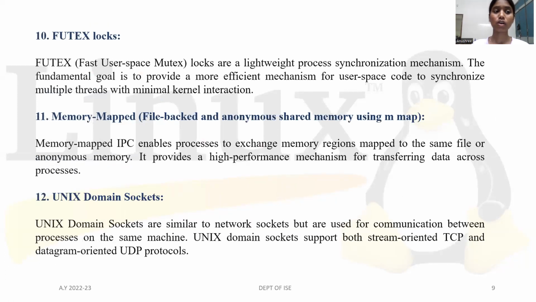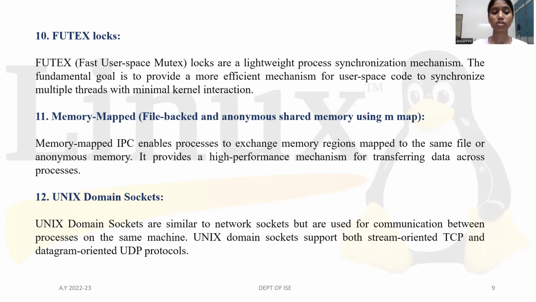Futex calls. Futexes are lightweight process synchronization mechanisms. The fundamental goal is to provide a more efficient mechanism for user space code to synchronize multiple threads with minimal kernel interaction. Memory mapped, file-backed and anonymous shared memory using mmap. Memory mapped IPC enables processes to exchange memory regions mapped to the same file or anonymous memory. It provides a high-performance mechanism for transferring data across processes.